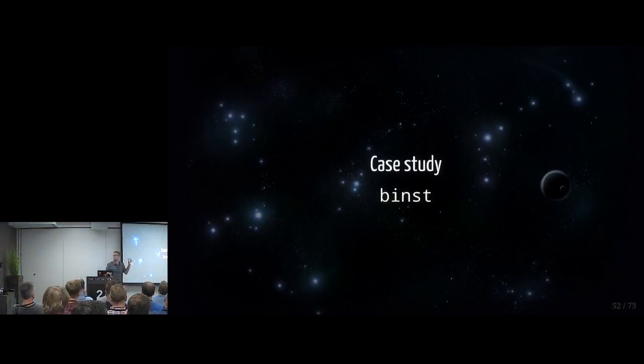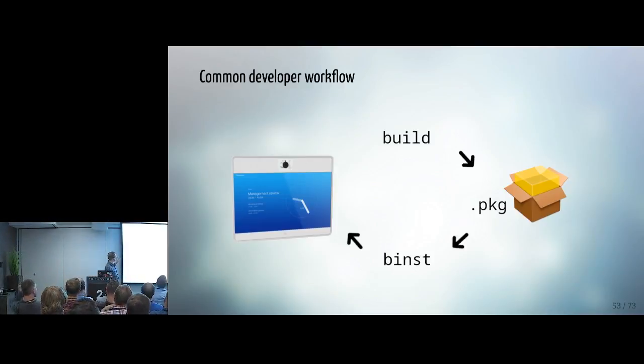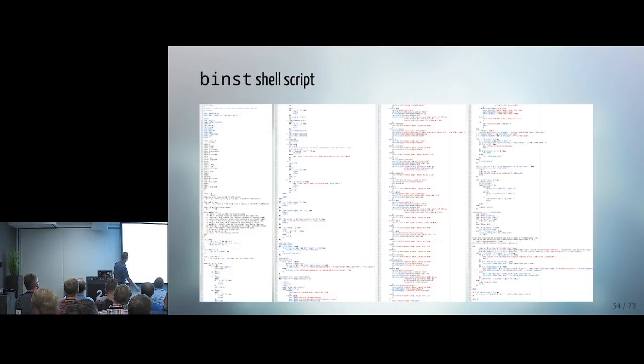So, a case study. I'm quickly running out of time, so I'm going to have to run through this fairly quickly. We build video conferencing systems. We have a build process. That build process creates a PKG file. You then use this script called binst to take that PKG file and push it onto a video conferencing hardware system to actually test your functionality. So this is a usual developer workflow.